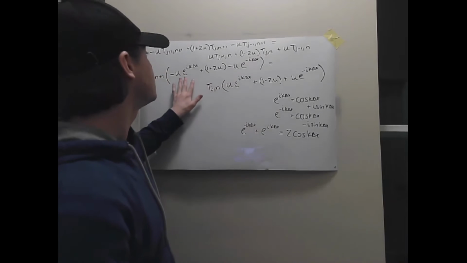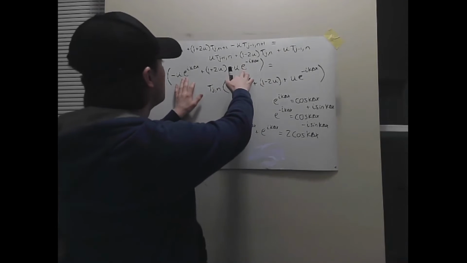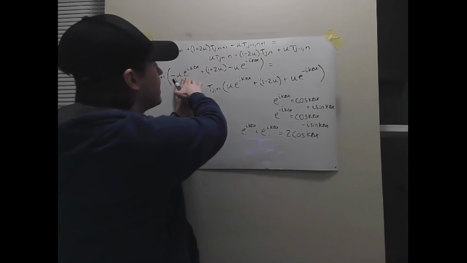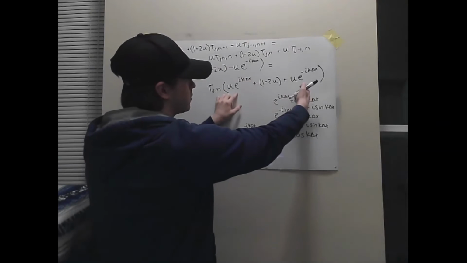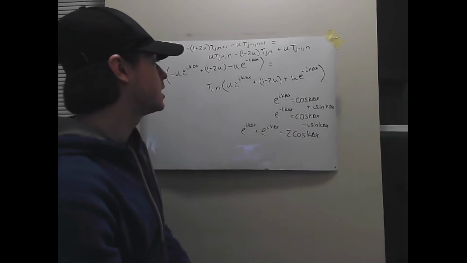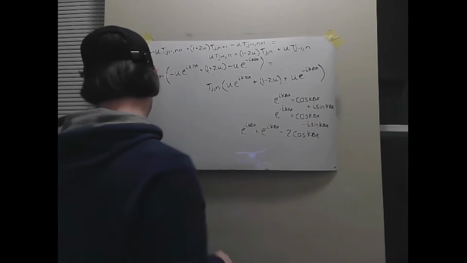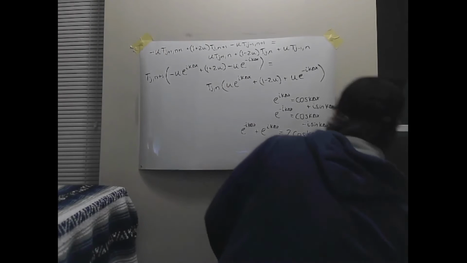And so for the left side of the equation, we have both of these terms, e to the i k delta x and e to the negative i k delta x, and we also have that for the right side of the equation. So I can go ahead and substitute both of these in.